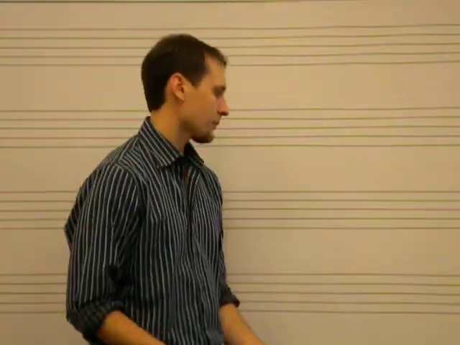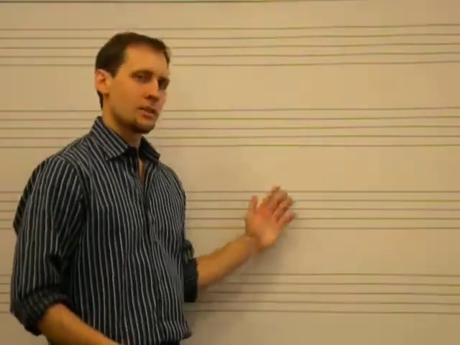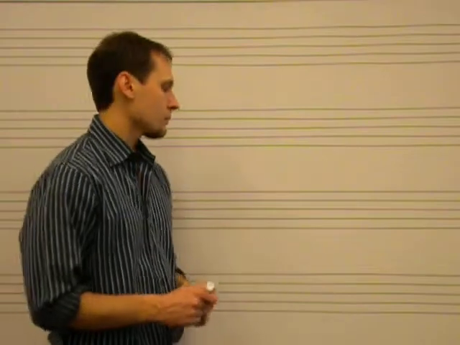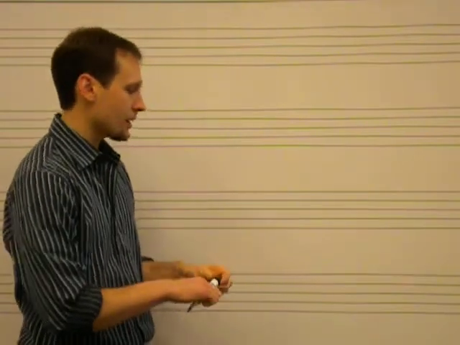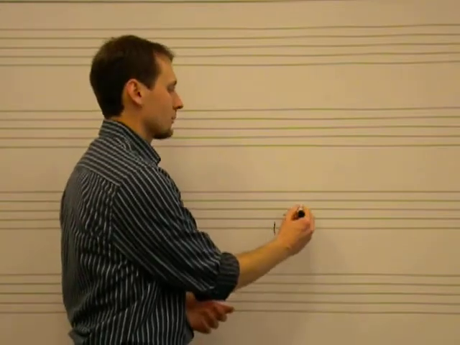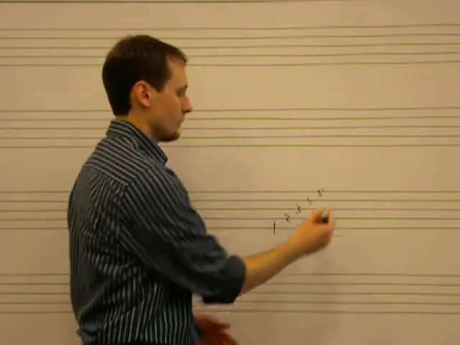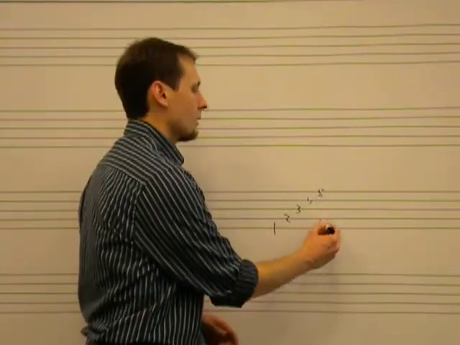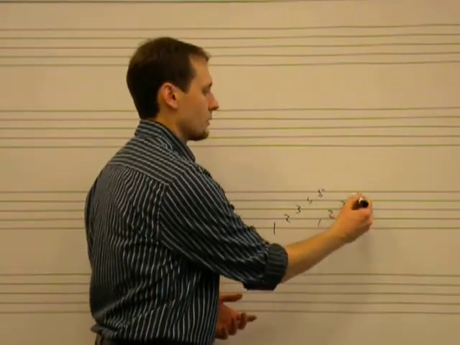To communicate things, we use notation, and the basis of notation is the staff. A staff is a set of 5 lines and 4 spaces. Now, just for convenience, we call the lowest line 1. The next line would be 2, 3, 4, and 5. And same with the spaces. We call the lowest space 1, the next lowest space 2, 3, and 4. Again, just for organization.